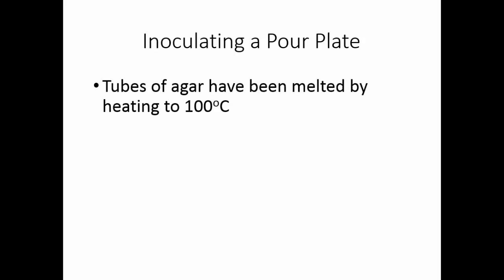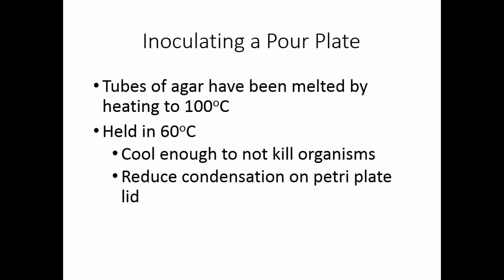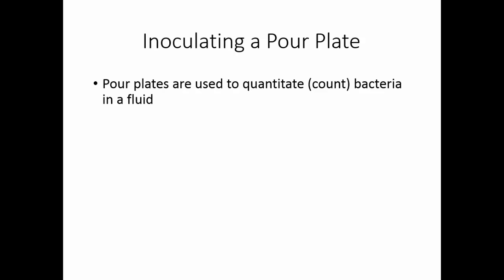Tubes of agar have been melted by heating them to 100 degrees centigrade. They have been kept liquid by placing them in a 60-degree water bath. By cooling them down to 60 degrees, we will not kill organisms when we introduce them to the liquid agar, and also when we pour the agar into a plate and put the lid on it, we will have minimal condensation. Pour plates are typically used to quantitate or count bacteria in a fluid.